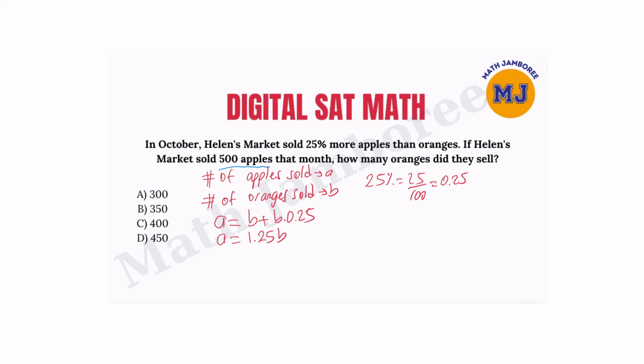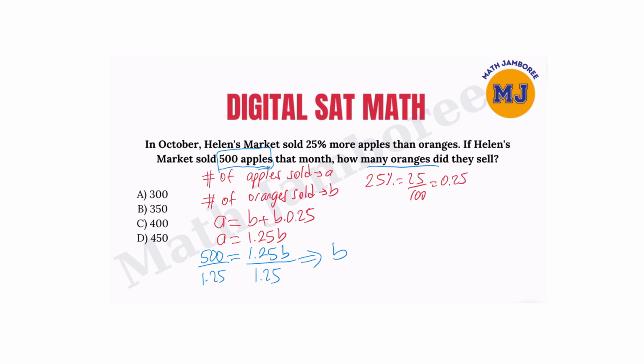For the rest of the question, I'll use a different color pen. In this part of the problem, 500 apples they sold in October in Helen's Market. So I will just go ahead and substitute 500 for A. And we will try to find the value of B, which is what you've been asked to find, how many oranges. So we will divide both sides by 1.25 to get the B by itself.